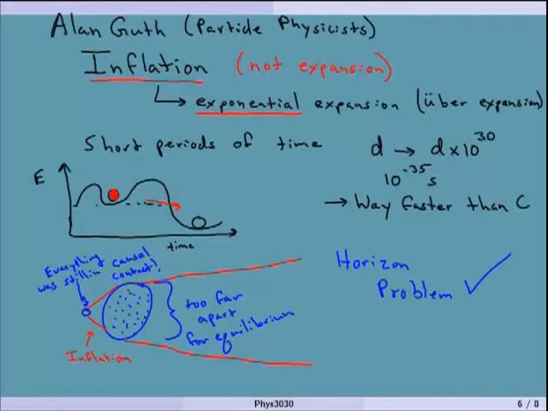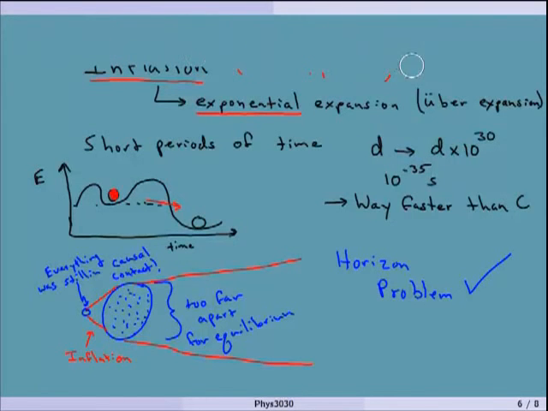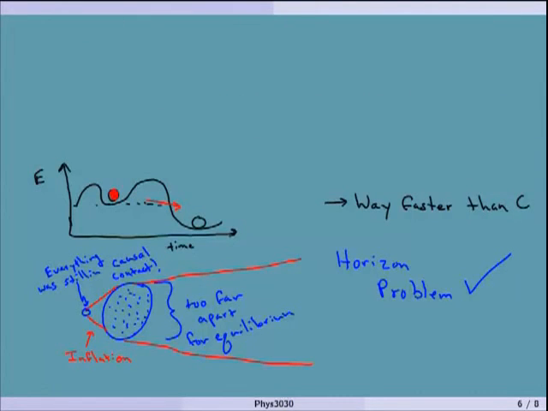And then we want to think about the other problem, which is the flatness problem. The idea is that I'm starting with something that is not quite flat. The problem is the omega equal to 1. We don't want it to be perfectly flat. We don't understand how that could be.